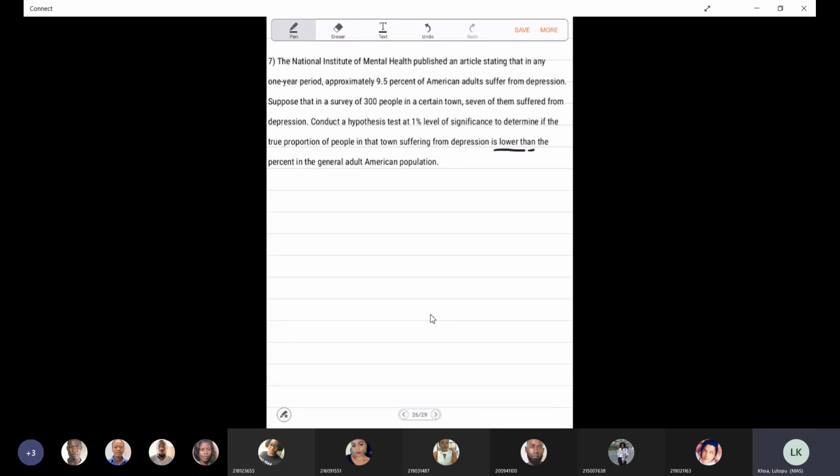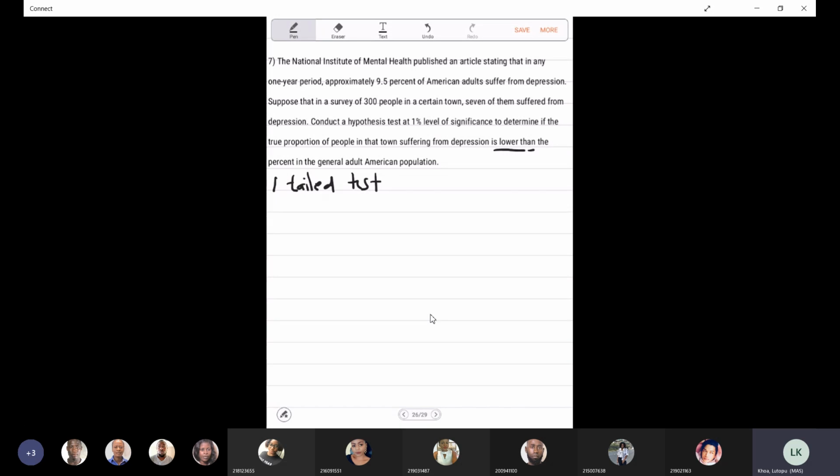So again, here the word lower tells us that we are dealing with a one-tailed test. Okay, then we follow the procedures. You start with your hypotheses, you calculate your Z, then you formulate your decision rule, you make a decision, and then come to a conclusion.